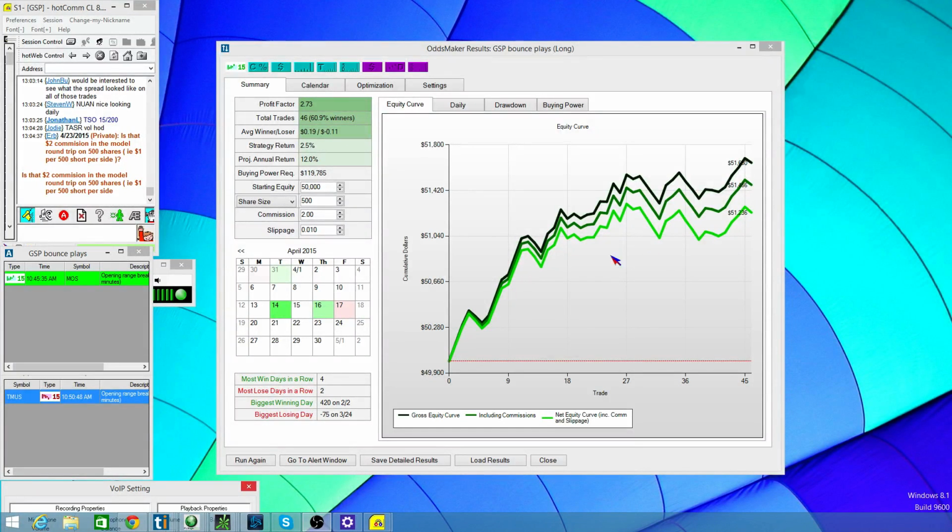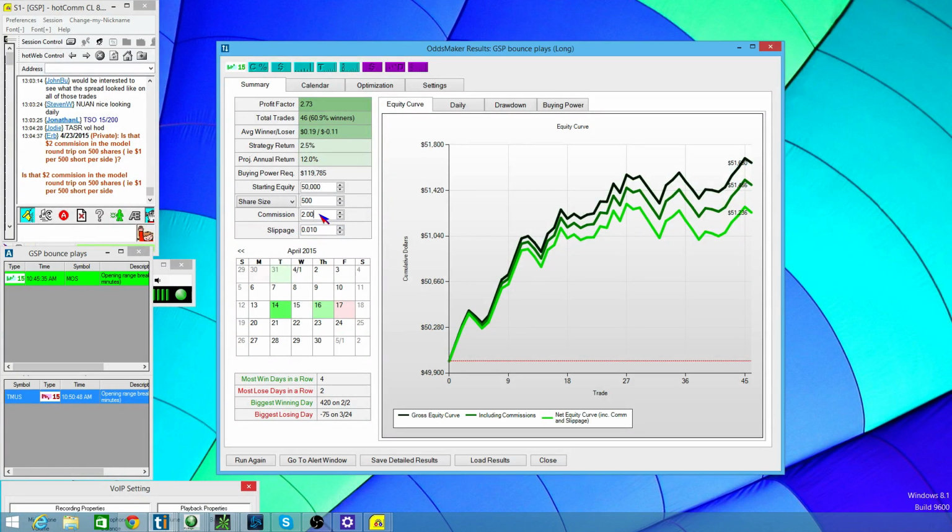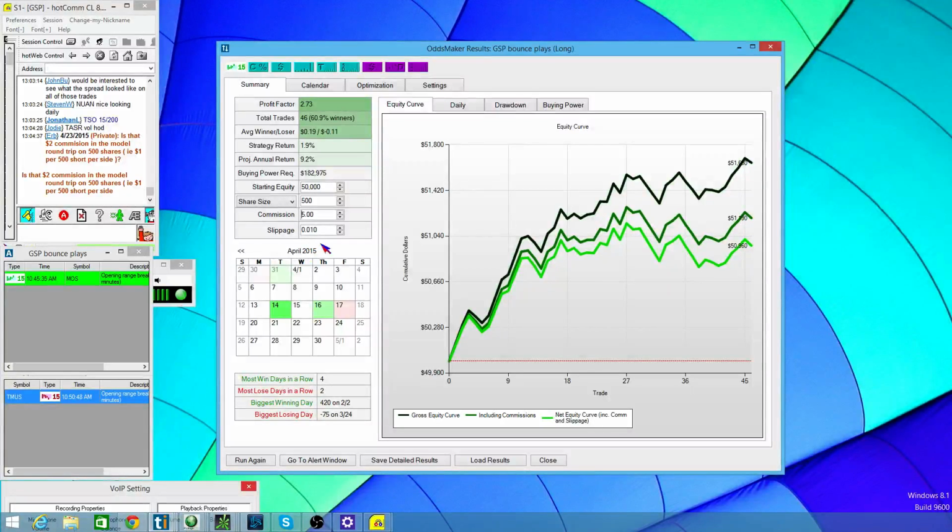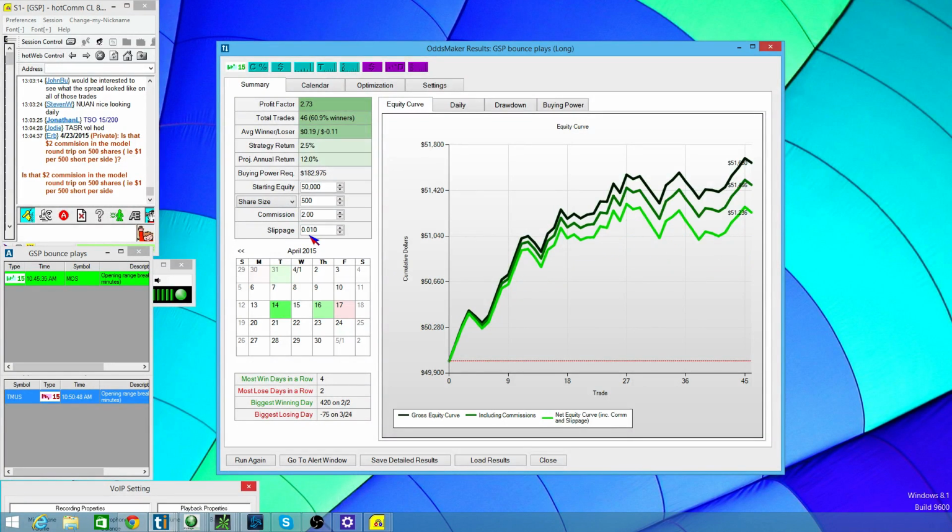I'm getting a question about the commission rate. This will charge commission on both sides, and this will charge slippage on both sides. So again, if you have the odds maker and you're paying $5 a trade in commissions, you can just put in $5 a trade, and you can see that the gross amount obviously stays the same, and then the net amount after slippage changes. I think my commission rates are pretty cheap, so no worries.